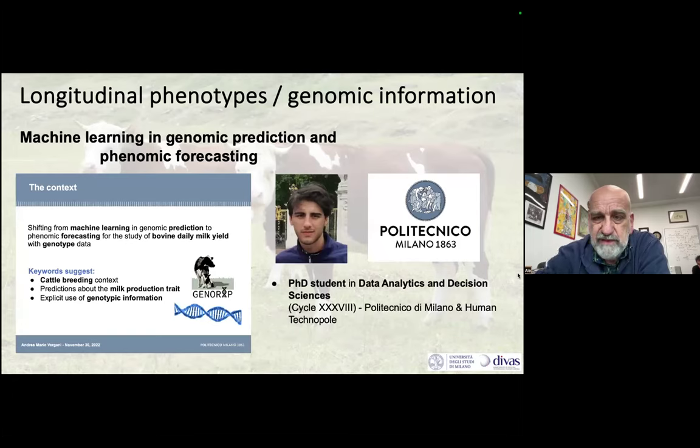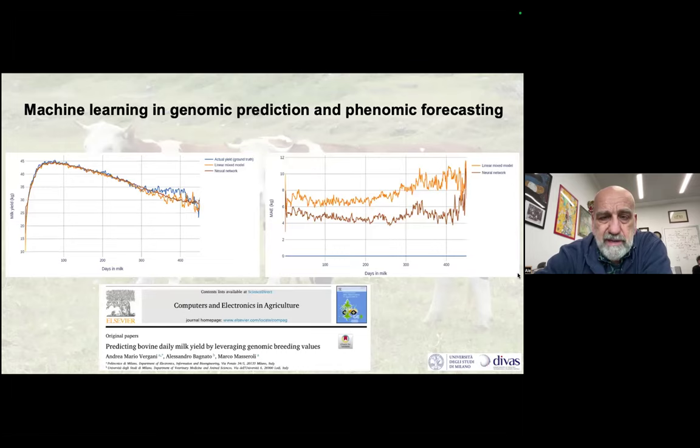What we did with this data, we did several things, but I'd like to show you a couple of possibilities. We started to work with engineers. This guy is collaborating with us now. He's doing a PhD in data analytics and decision science. So interaction with different disciplines was very interesting. He developed machine learning, genomic prediction, and phenomic forecasting. Using the longitudinal data from milking robots and the genotypes that we have on all the cows of this farm, Andrea developed a system to forecast the lactation curve.